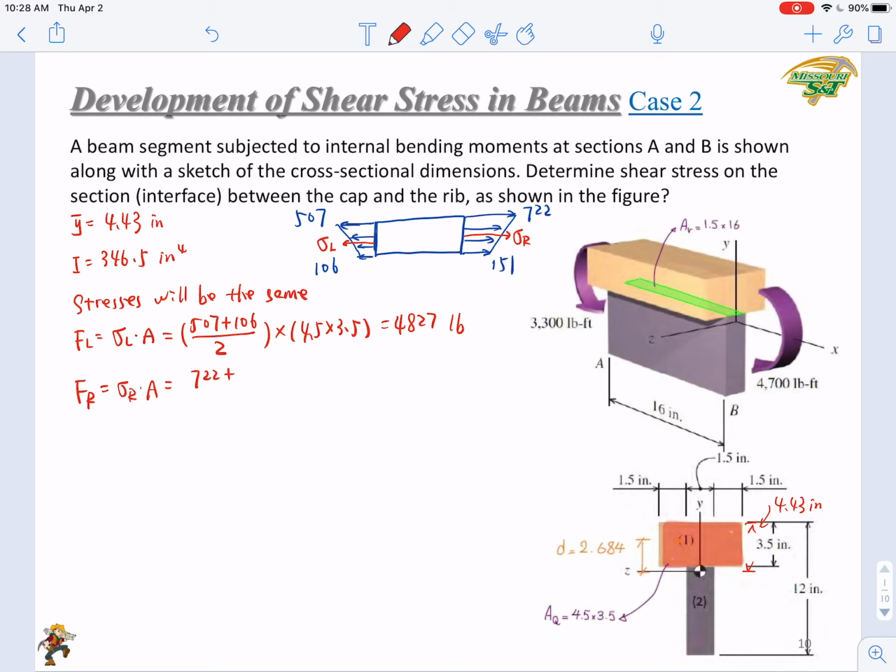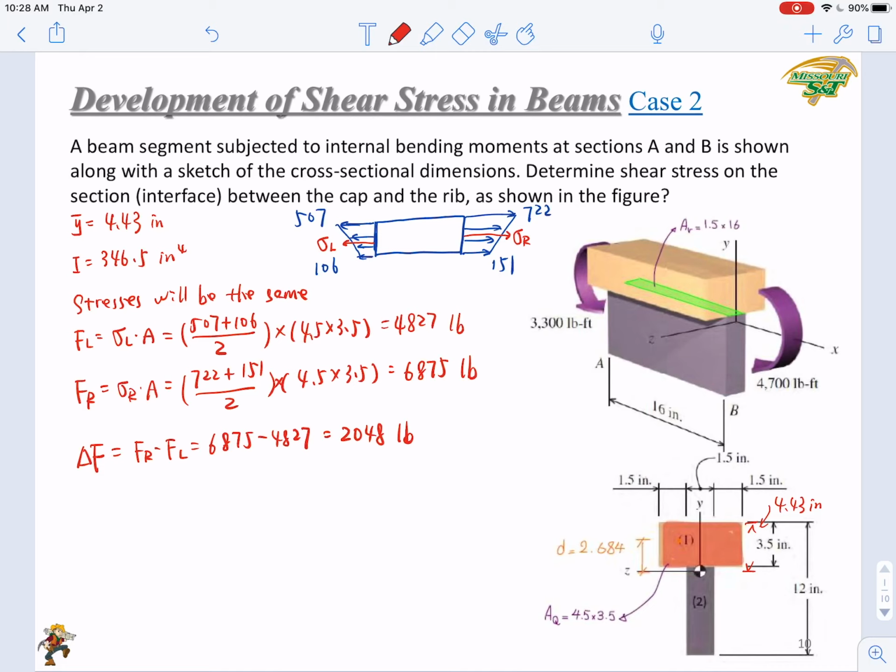Then FR will be sigma R times A, so that is 722 plus 151 over 2, times 4.5 by 3.5. Then you will get 68.75 pounds. So the delta F will be FR minus FL. That is 68.75 minus 48.27. So you get 20.48 pounds.